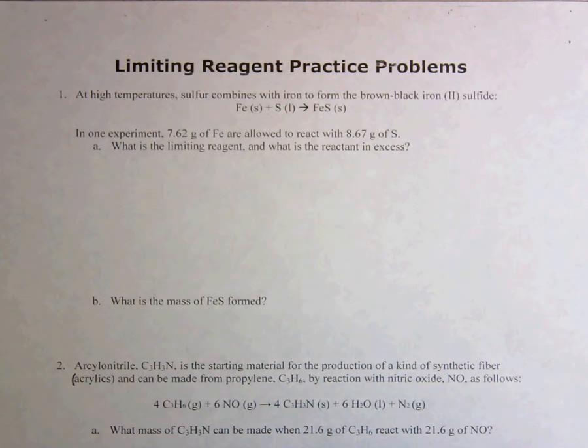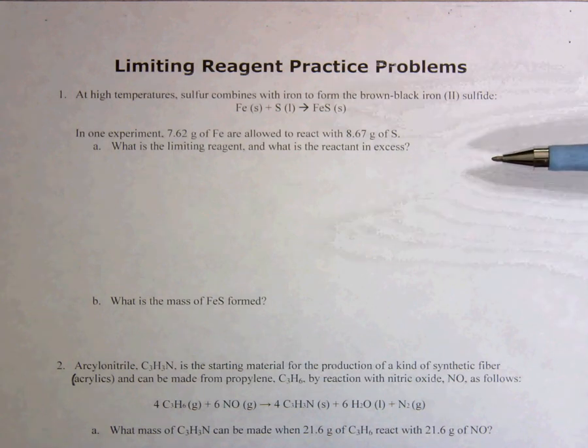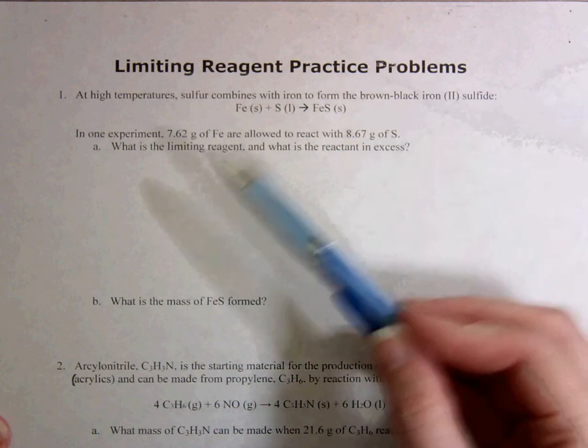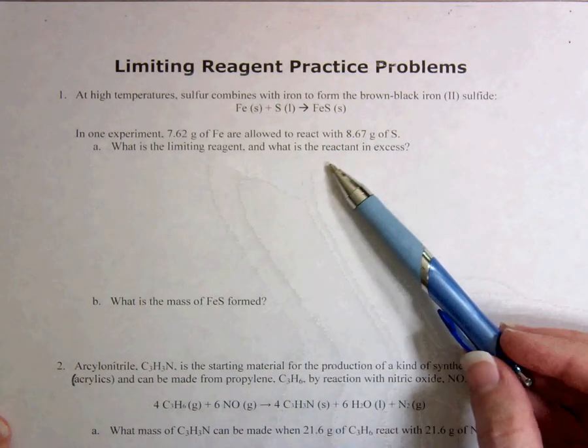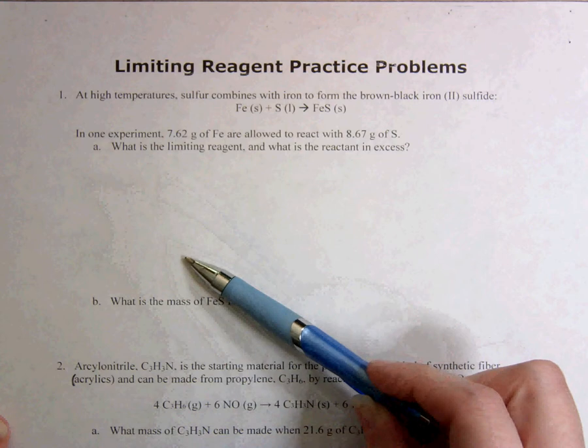Limiting reagent practice problems. This is going to be much like the worksheet that you were just doing, except it won't ask the questions in the same order. So for the first one, for example, it asks what's the limiting reagent and what's the reactant in excess. So you're given the two amounts. You need to do the two stoichiometry problems.